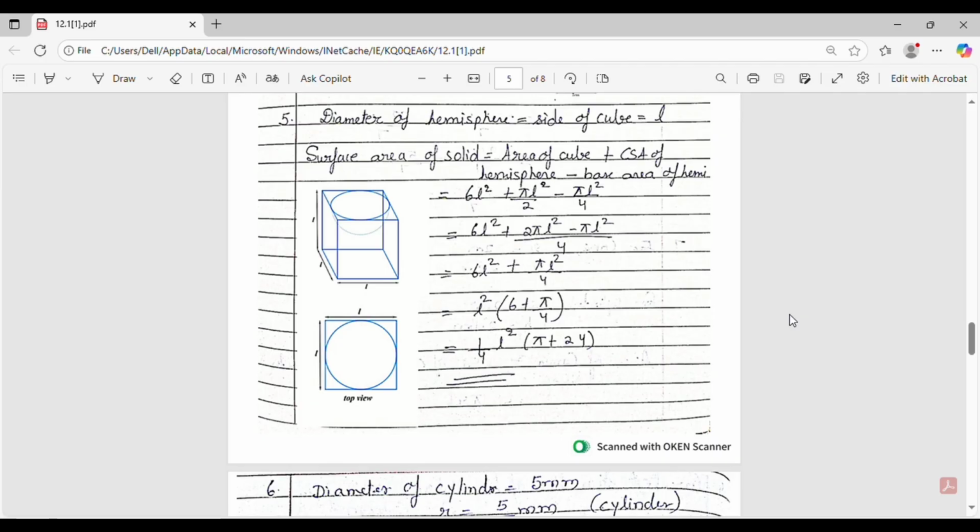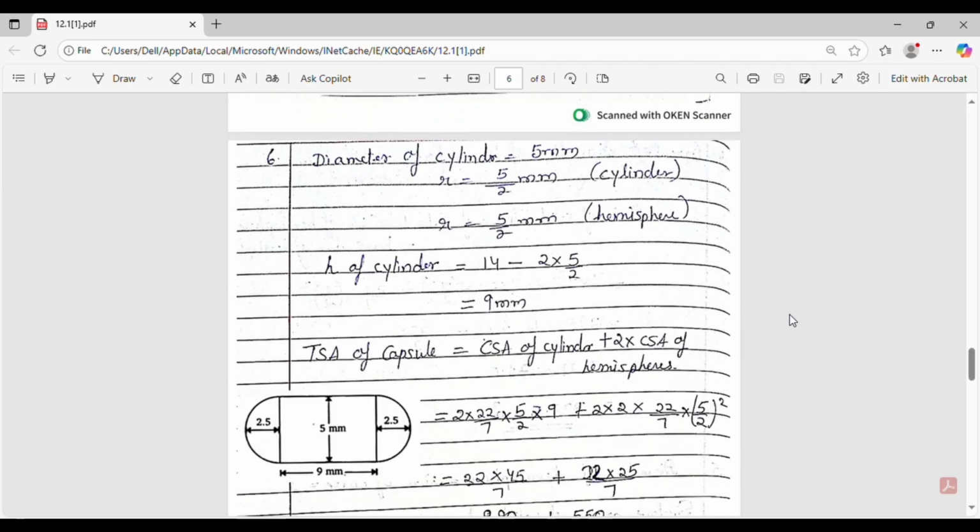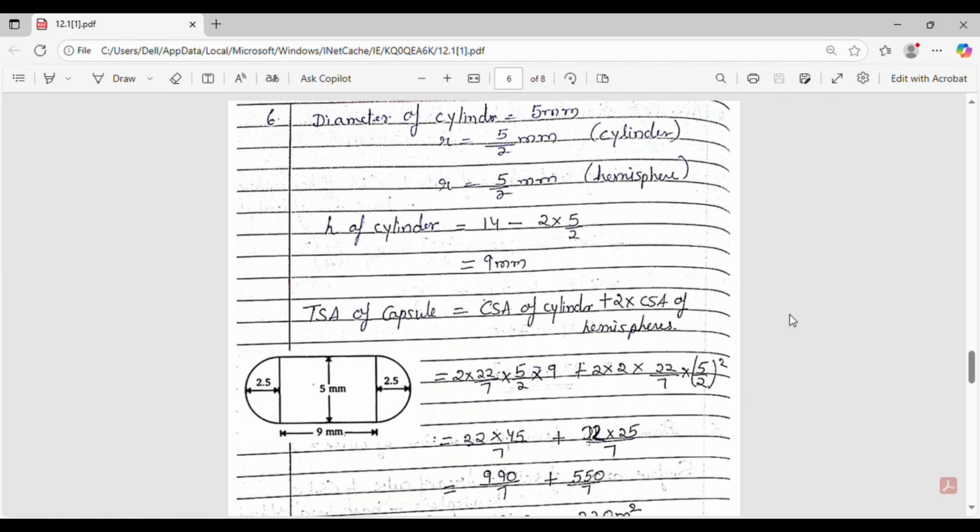Next question, question number 6. A medicine capsule is in the form of a cylinder with two hemispheres stuck to each of its ends as shown in the figure. The length of the entire capsule is 14 mm and the diameter of the capsule is 5 mm. Find its surface area.